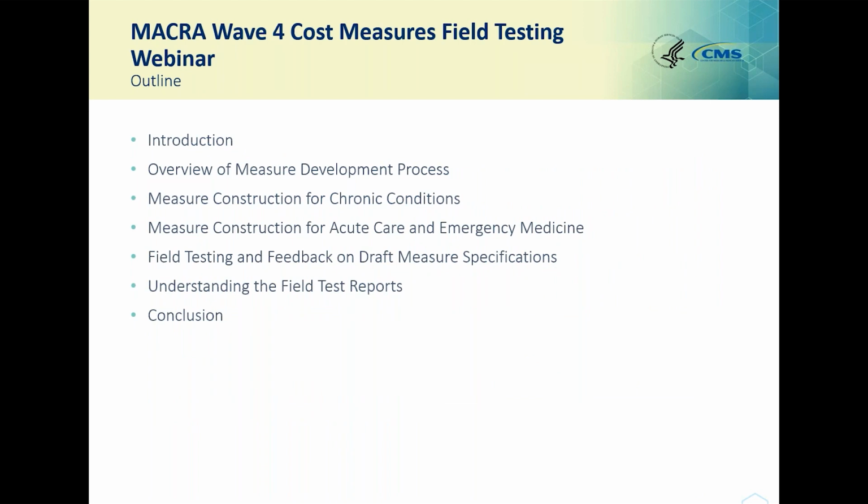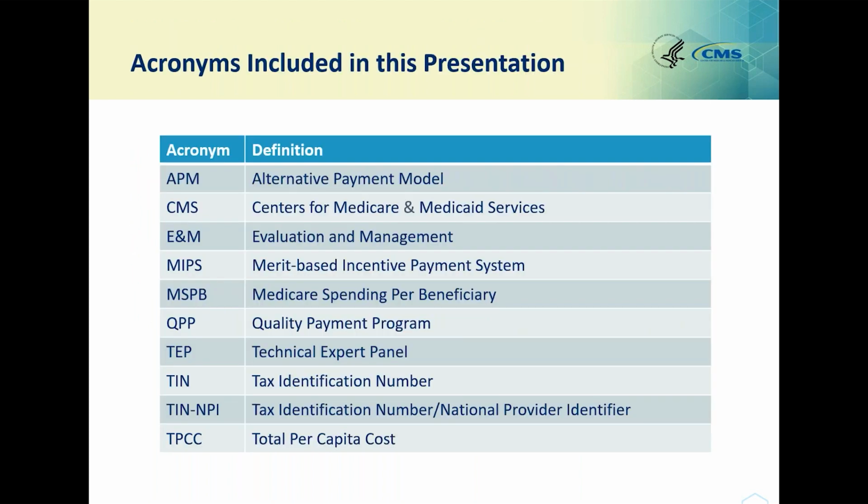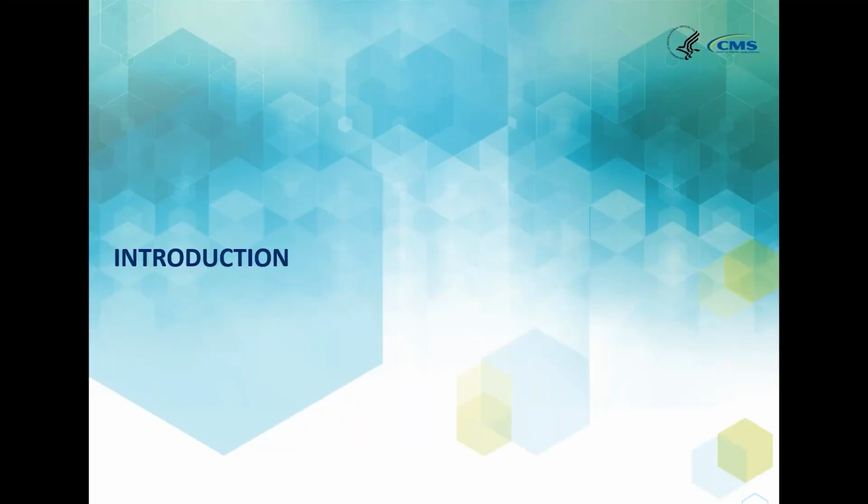Today, we will provide an overview of the cost measure development process, the 5 episode-based cost measures being field tested, the materials and activities that are part of this year's field testing, and the information included in the field test report. Next slide. Here are a few acronyms we use throughout the presentation that may be helpful for your reference. Next slide. To begin, I will provide background for the MIPS cost measures. Next slide.